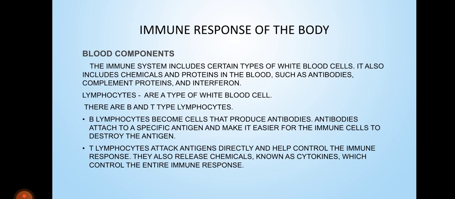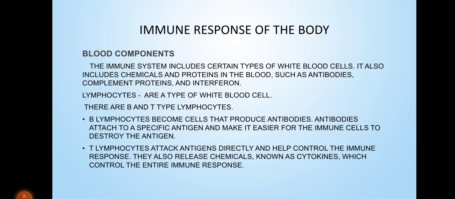First, the B lymphocytes become cells that produce antibodies, and these antibodies attach to a specific antigen and make it easier for the immune cells to destroy the antigen. The T lymphocytes attack antigens directly and help control the immune response. They also release chemicals known as cytokines, which control the entire immune response. As lymphocytes develop, they normally learn to tell the difference between your own body tissues and substances that are not normally found in your body.